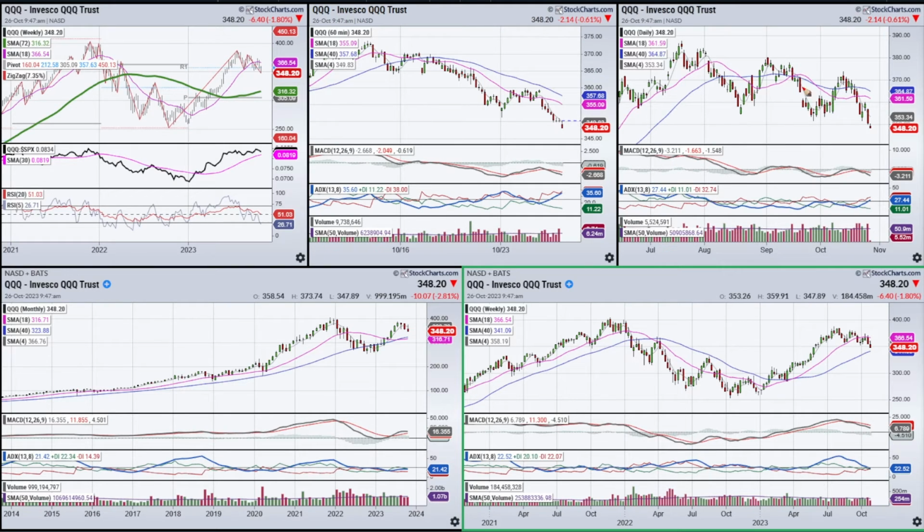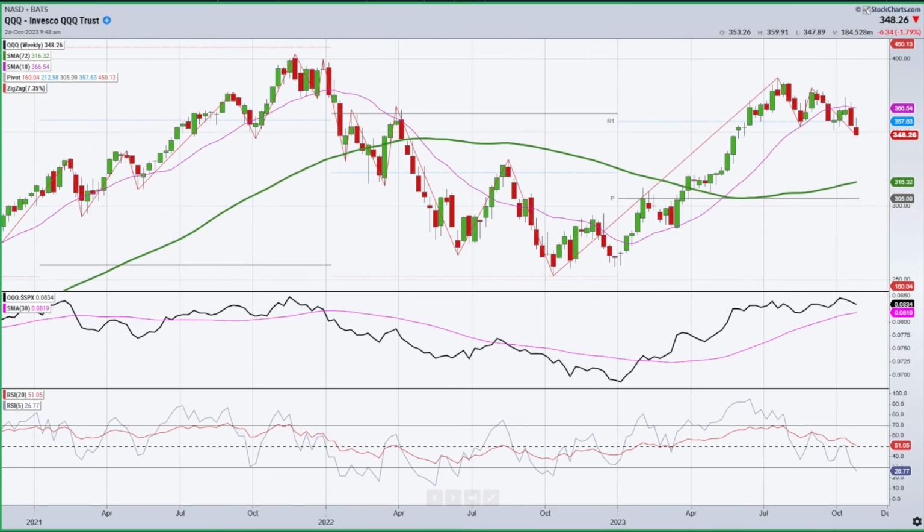Still in the same boat. We're still in a corrective pattern. We've rolled the 18-week over, and the MACD is trying to work its way back down to the zero line. Okay, now if we look at this chart up here real quick, this sort of tells the tale.